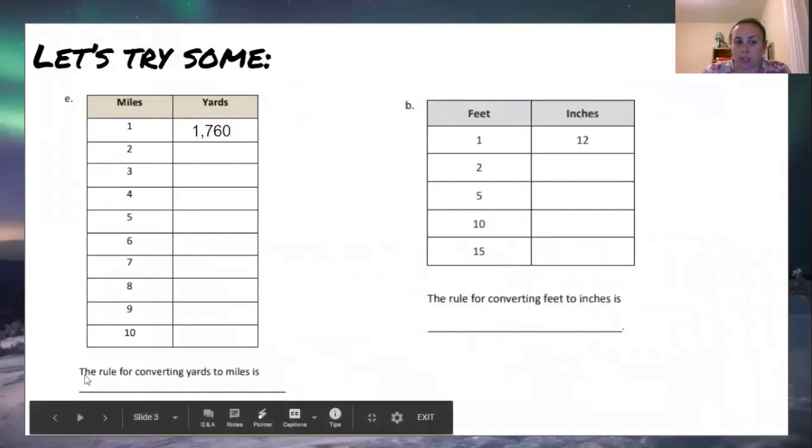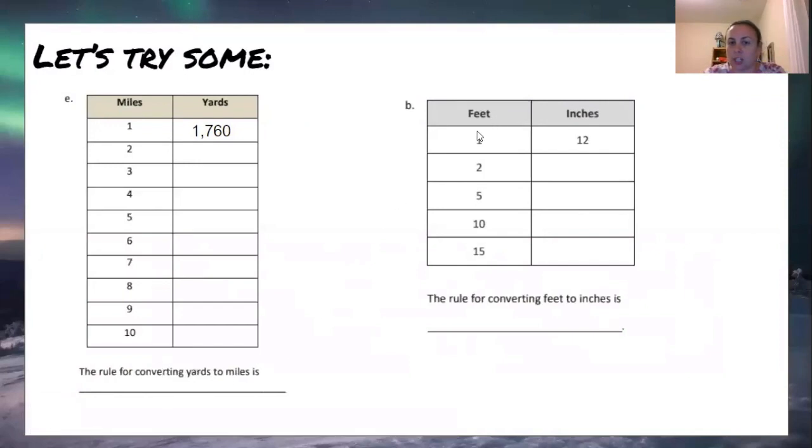And then at the bottom, you need to come up with the rule for converting yards to miles. Then for this one, we're looking at changing feet into inches. So this one is done for us. So 1 foot is equal to 12 inches.